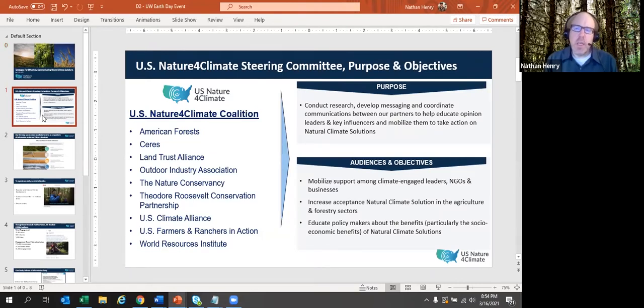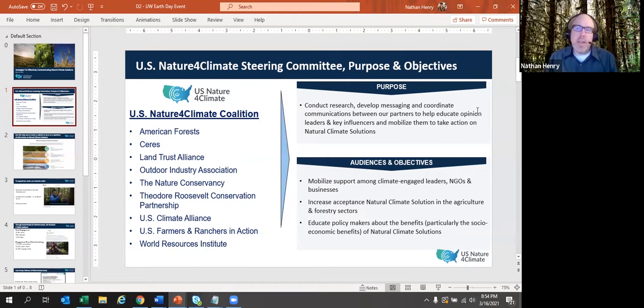Some are environmental NGOs, others are sustainable business organizations. There are also a few organizations that are a little more narrowly focused on issues relating to agriculture and forests. And our purpose is to conduct research, develop messaging, and coordinate communications between our partners to help educate opinion leaders and key influencers and mobilize them to take action on natural climate solutions.